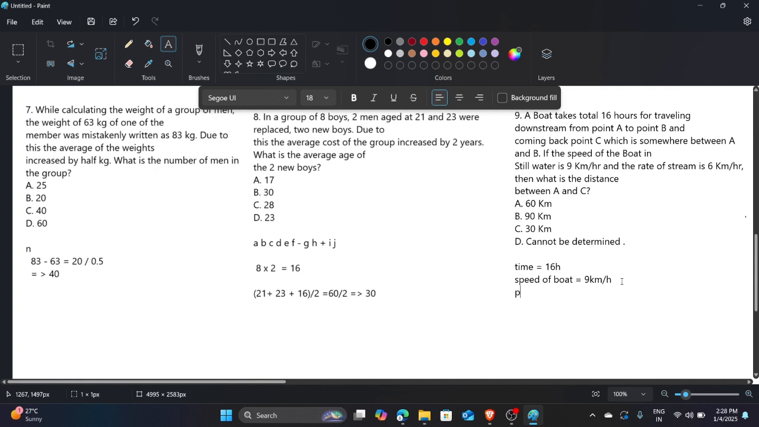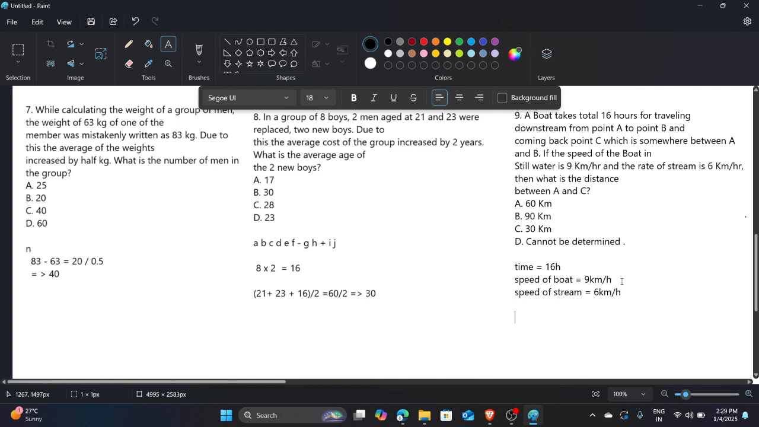It means this is the speed of the boat, and the rate of the stream is 6 km per hour. Sorry, the speed of the stream, or you can say the water, is 6 km per hour. Okay, then what is the distance?